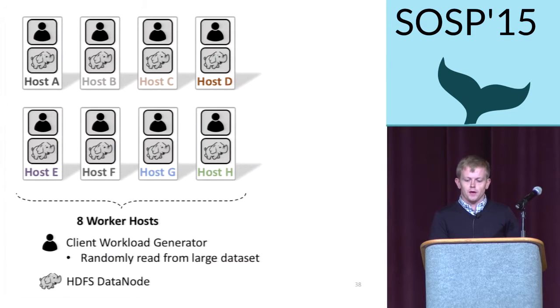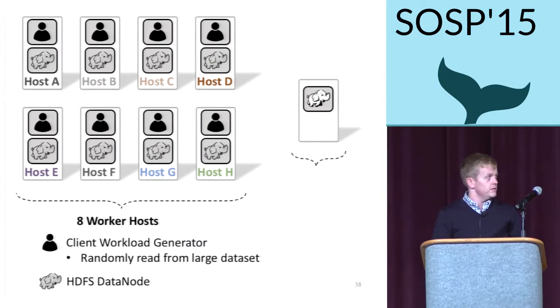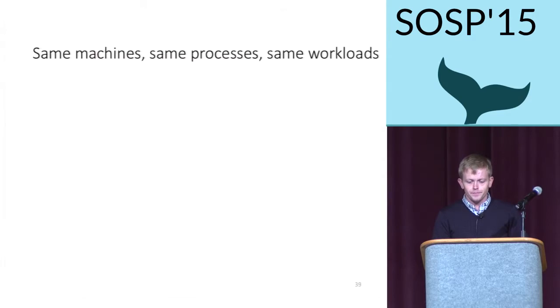So in this scenario, I was setting up an 8-node cluster with a simple benchmark workload. This was actually happening just before the experiment that I presented at the start of the talk. I'd set up 8 identical machines, each running an HDFS data node and the same client workload generator that I wrote. The workload generators were just reading randomly from the same large set of files. We also had a name node running on a separate machine.